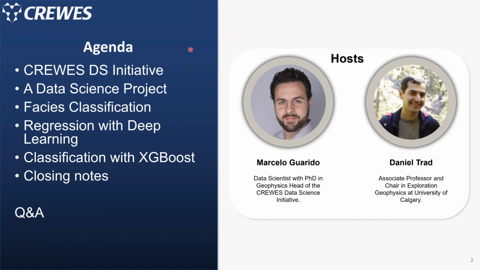Sorry, there is a problem here. It was my Zoom saying that there are people waiting. I apologize for that. So we have a regression with deep learning, and then we're also going to use gradient boosting from the package XGBoost for the classification of the facies.